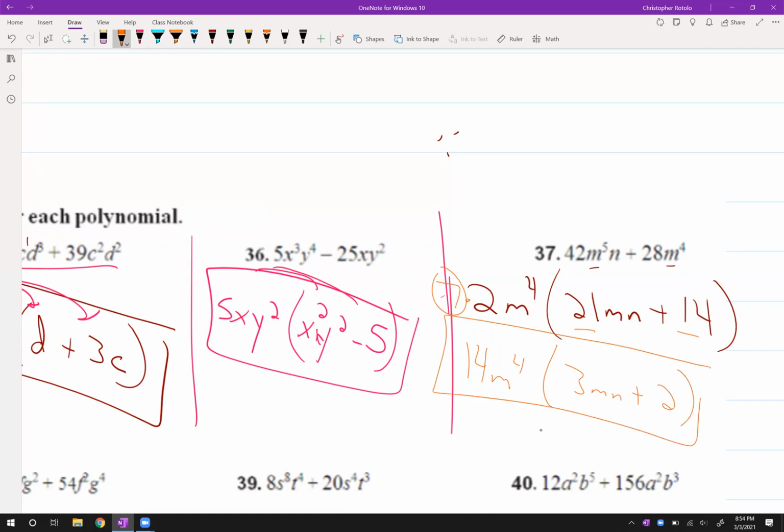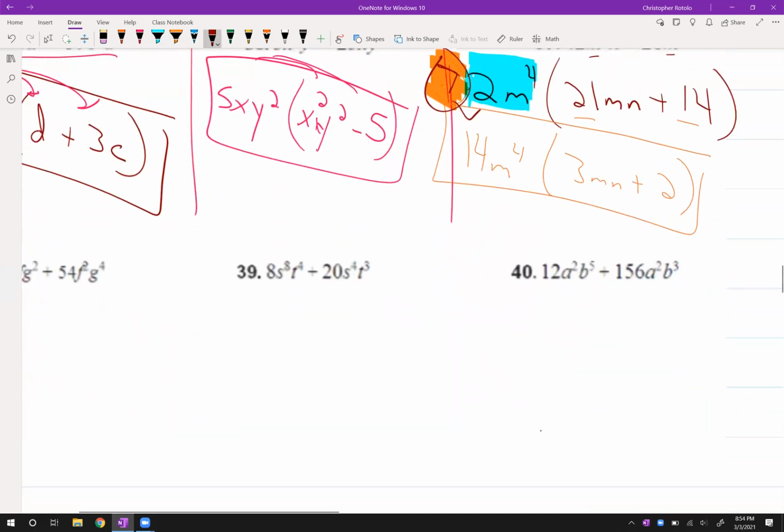So it's not that I did anything wrong by taking out just 2m to the fourth. It's that it didn't have the greatest common factor yet. And there's nothing wrong with that as long as you realize that you still have to divide out that 7. So if I divide out the 7 as well, and then put these together by multiplication, you can step your way into finding that greatest common factor. Okay, so no wasted time there.